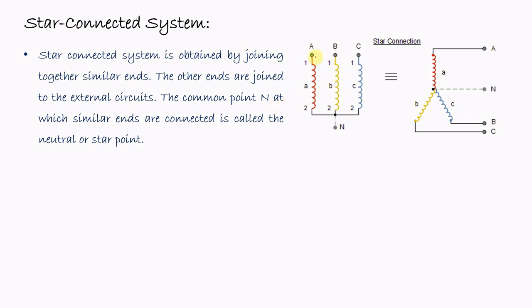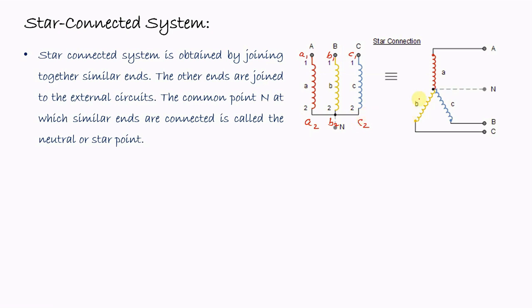Here, three coils, that is A, B, and C. One is the starting point, or we can say it is A1, B1, and C1. And similarly here it can be written as A2, B2, and C2. So the star connected system will be obtained when we join the similar terminals together. Here we have joined the end terminals of the three coils, that is A2, B2, and C2.